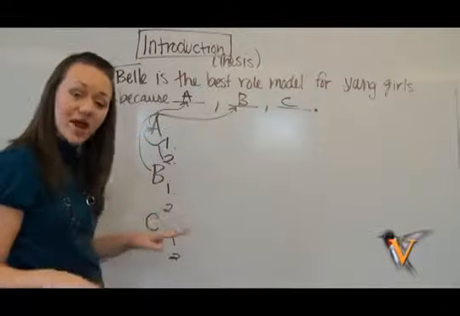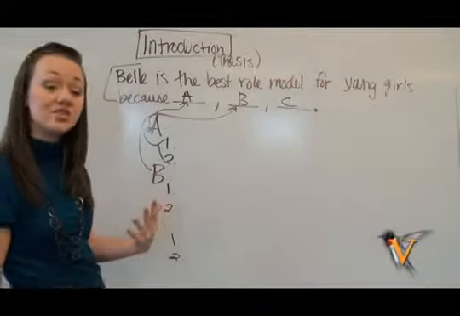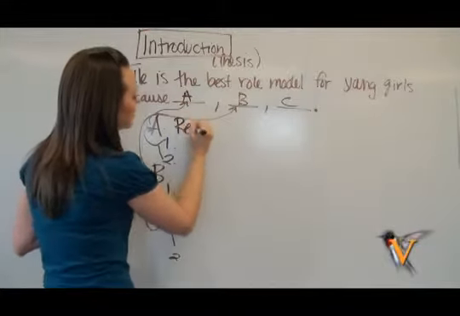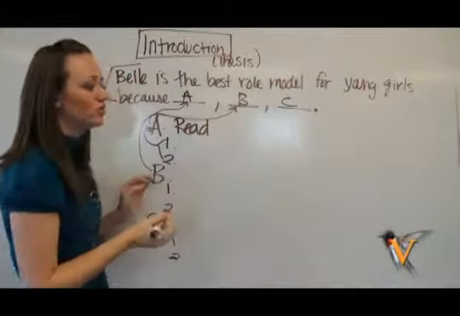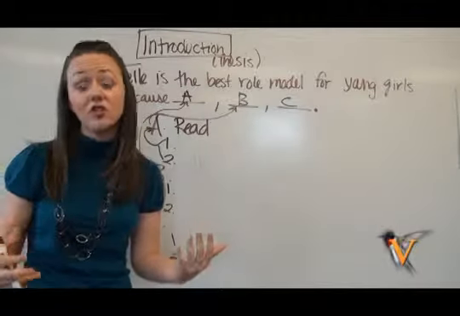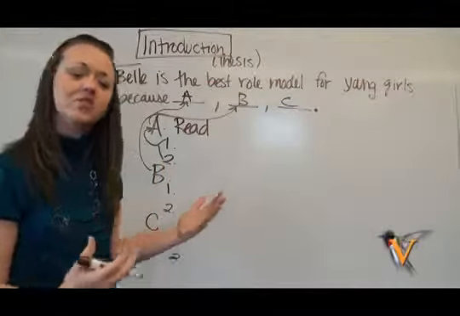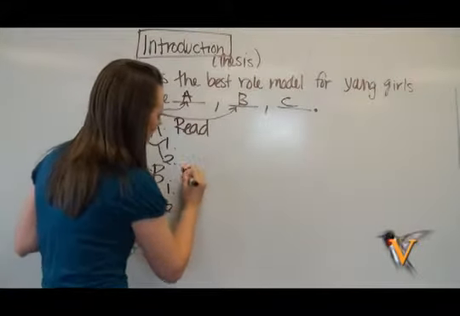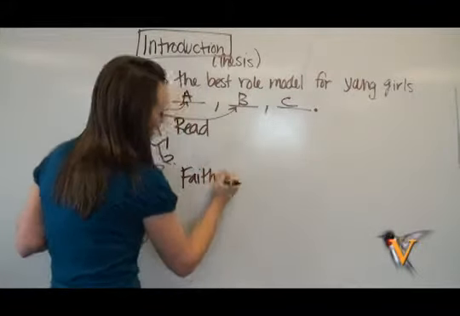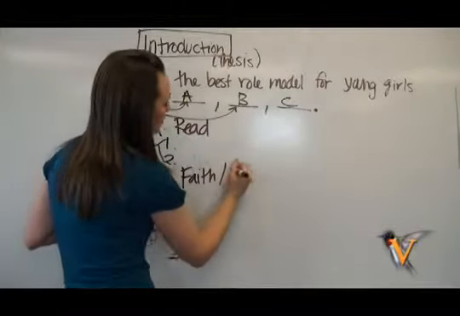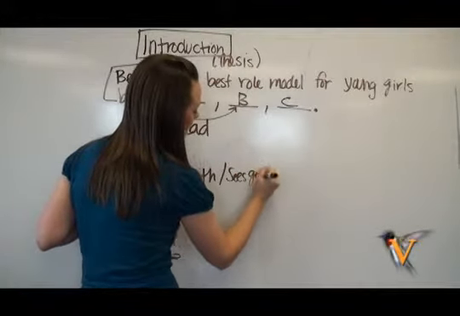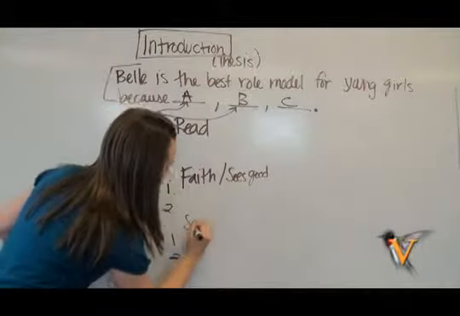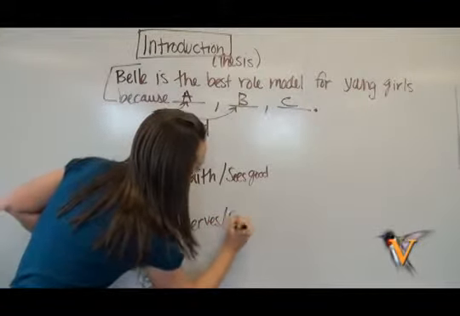So if you remember back from our mind map, we were talking about the reasons why Belle is a good role model for girls. One of the reasons we mentioned is that she reads. Maybe you want to include the fact that Belle reads because you think it's good for people to read. So that's maybe your first point. Your second point could be that she has faith, and that she sees the good in people. Your last point may be then that she serves, or that she's selfless.